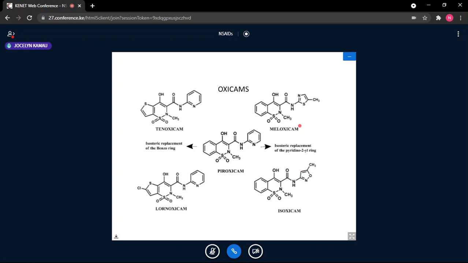What would you think from now looking at this, especially the isoxicam and piroxicam? What would you think would be the major difference between isoxicam and piroxicam? What would you think would be the major difference in terms of effect, negative or positive? What would you think would be the major difference in pharmacological effects when you compare isoxicam and piroxicam? Do you think there would be any difference in the pharmacological effects, whether positive or negative, between piroxicam and isoxicam?